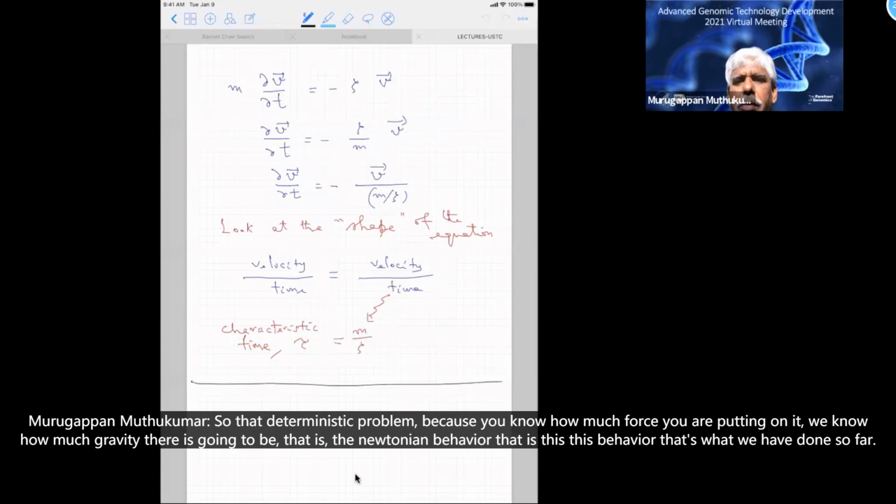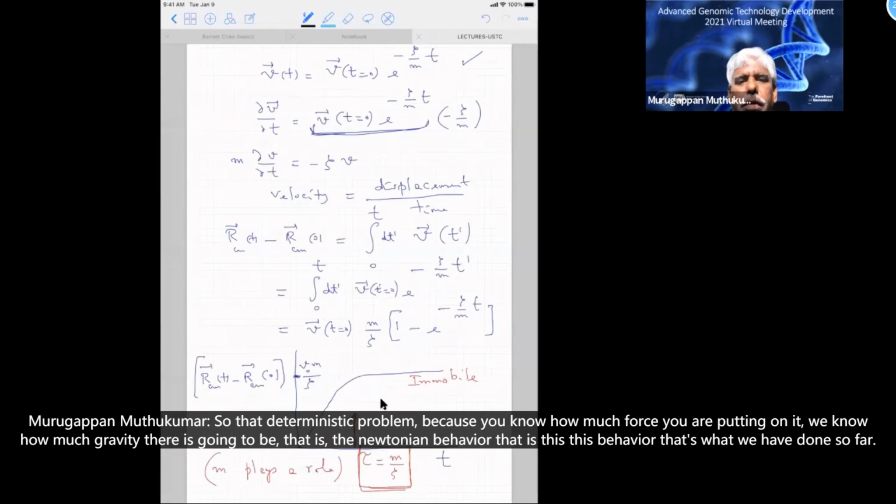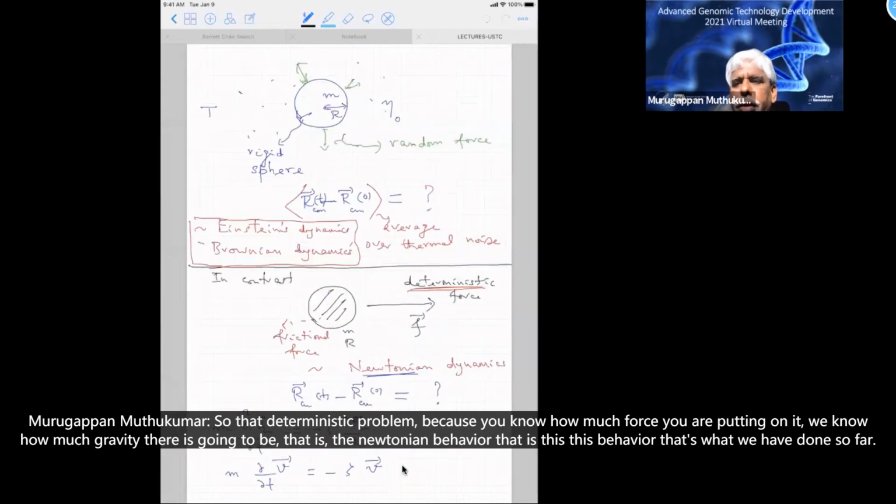So that is a deterministic problem, because you know how much force you are putting on it. We know how much gravity there is going to be. That is the Newtonian behavior. That is this behavior. That's what we have done so far.